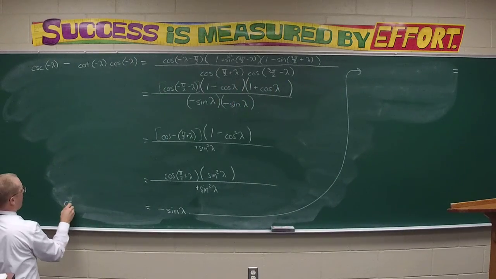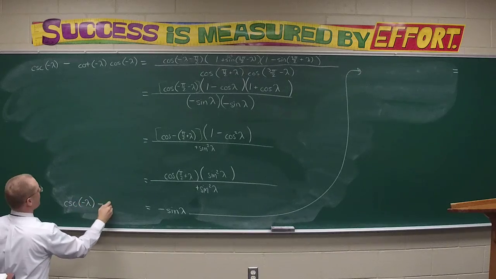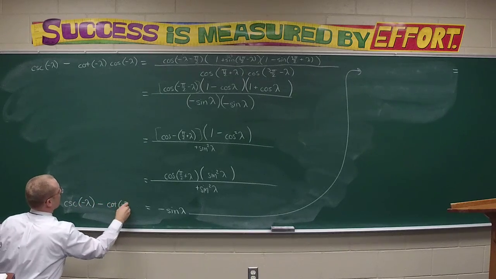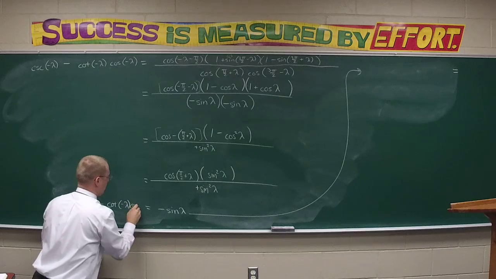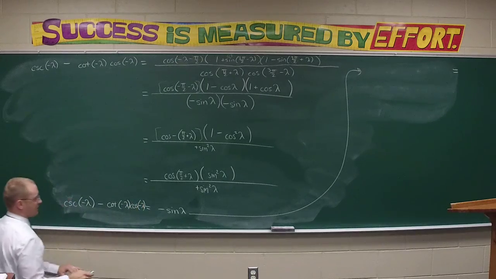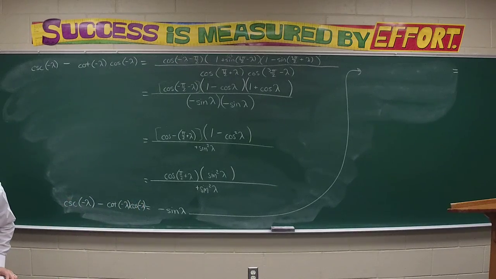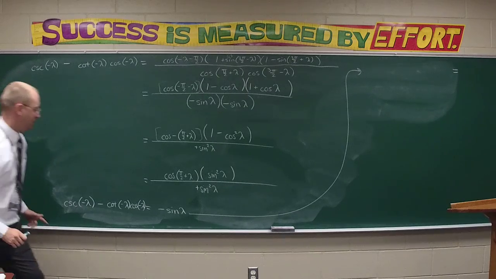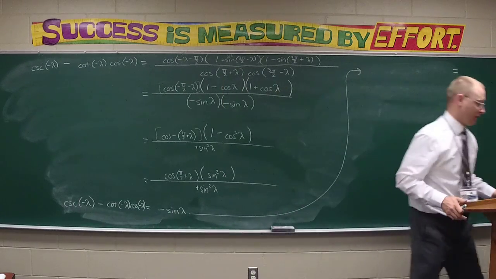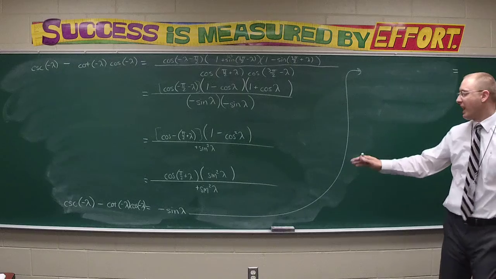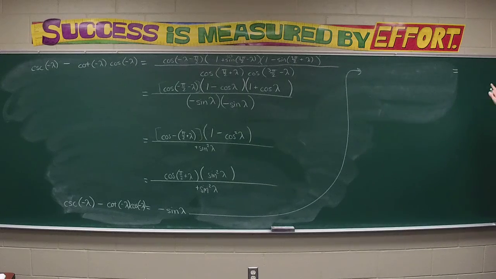So we'll recopy the cosecant of negative lambda minus the cotangent of negative lambda times the cosine of negative lambda. And I kind of worked myself right out of room here. Okay, so over here, we're not going to mess with the right side anymore. We'll leave the negative sine lambda for now.